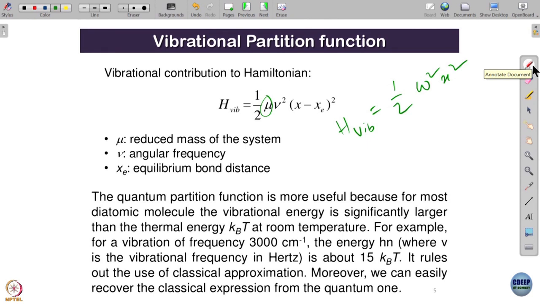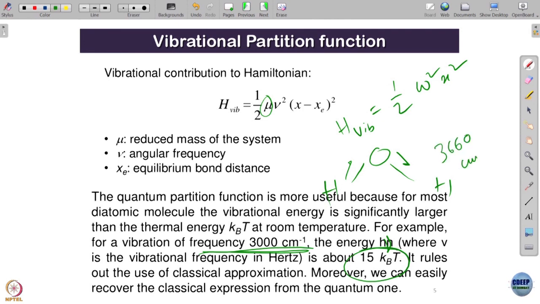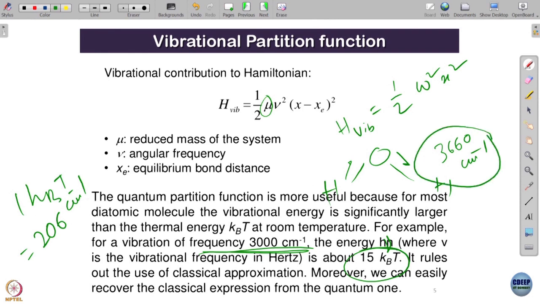Now the quantum partition function matters when you have light atomic molecules. This is very important. For example, for a vibration of frequency 3000 centimeter inverse, the energy h nu is about 15 kBT. In water, the OH symmetric stretch, where the hydrogens go together like this, symmetric, is about 3600 centimeter inverse, and 1 kBT at 300 Kelvin is 206 centimeter inverse. So we are talking of 3600 centimeter inverse versus 206 centimeter inverse. So you are at about 18 kBT.